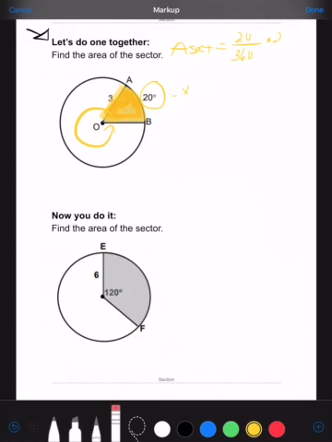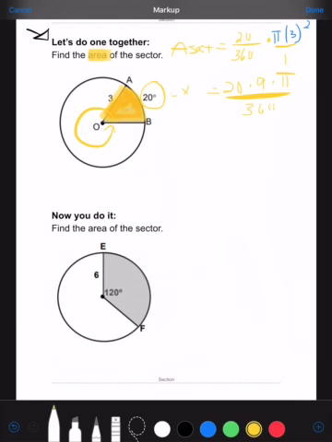Times 2, times, no, I almost used the wrong one, because we are talking about area, so it is the portion of the area. So the area is going to be pi times r squared, which is 3 squared. Okay, so remember that this is the same thing as over 1. So we can write that this is the same thing as 2 times 9 times pi over 360.